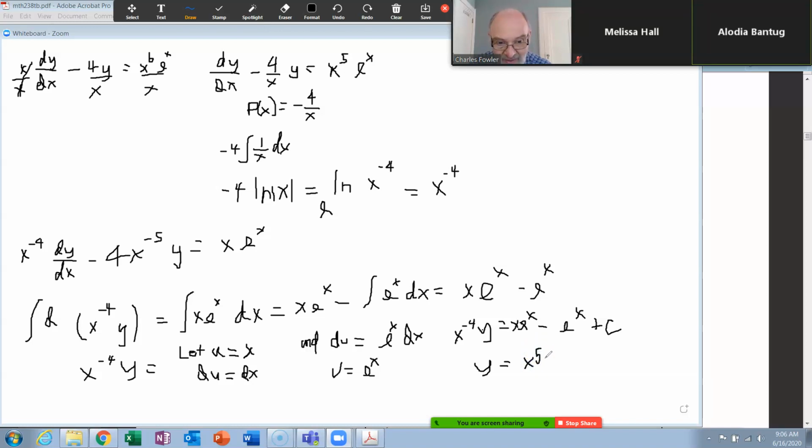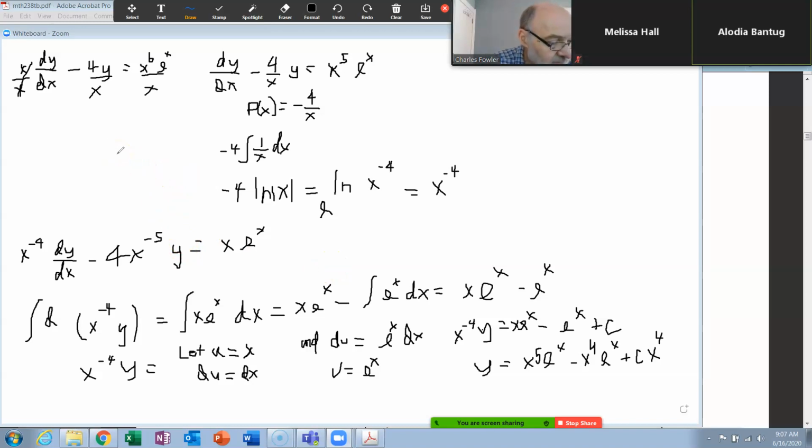So, ugly 5. e to the x minus x to the fourth, e to the x, plus c x to the fourth. There's your general solution for that linear differential equation that we started with.